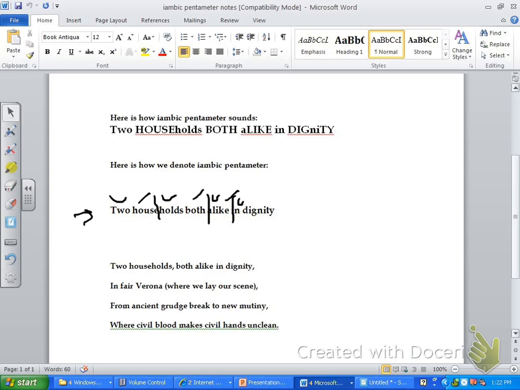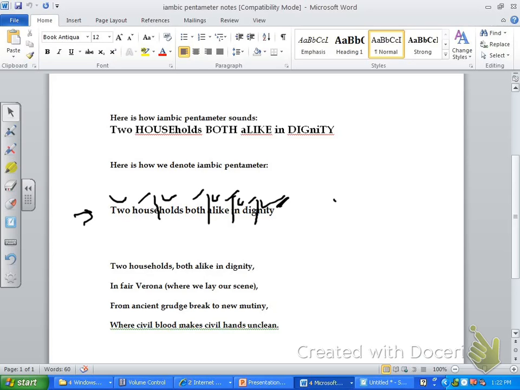Now what's my next stressed syllable? Jack: "Dig." Now what? Callan: The line is separated. Yep. Now what? My next unstressed syllable. Jeff: "Ni-." Yep. And then what's my last stressed syllable, Yanni? "Ty." Okay. It's a stressed syllable.